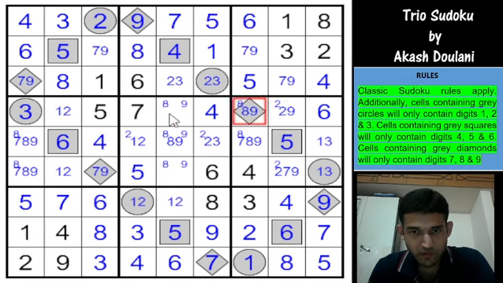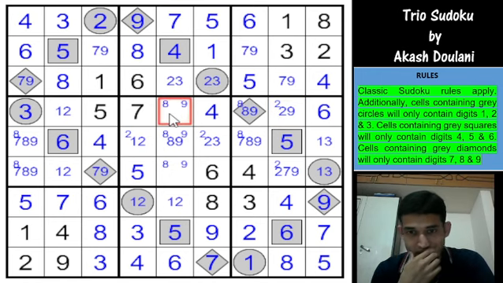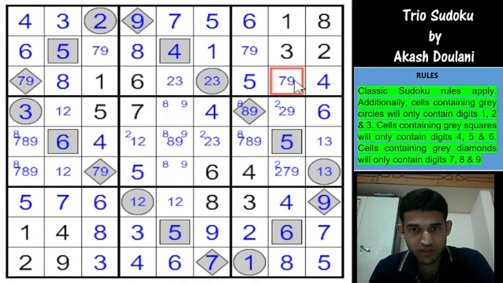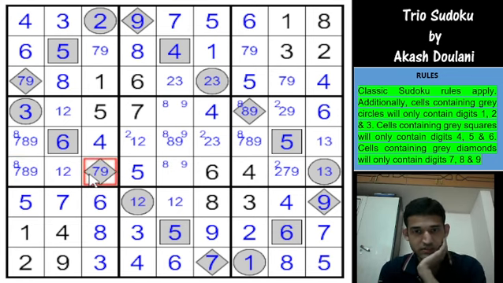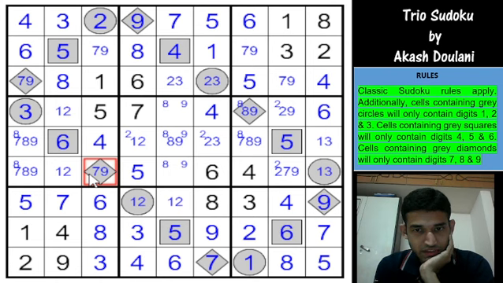So 8 is in one of these two cells, right? I have 7 in one of these two cells. 7 in one of, okay, 7 is in 3 cells. Am I seeing something here? I feel as though there is some logic here.